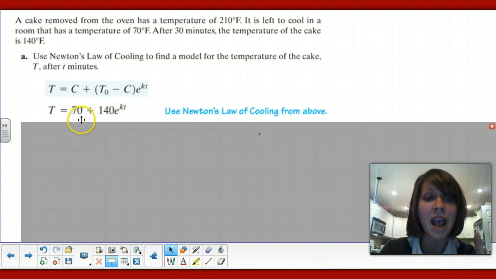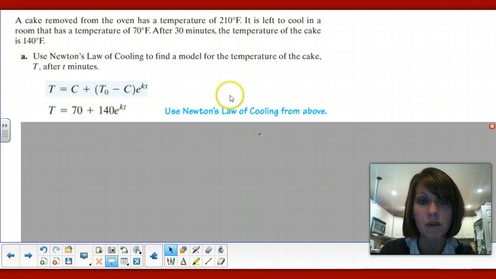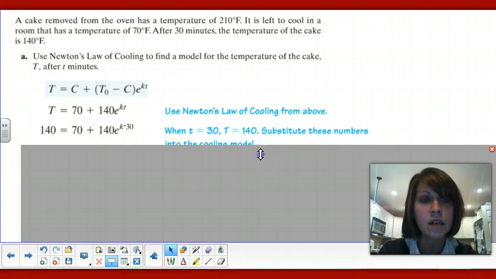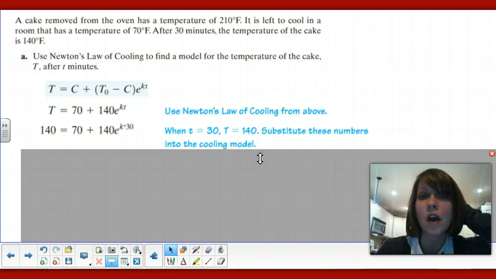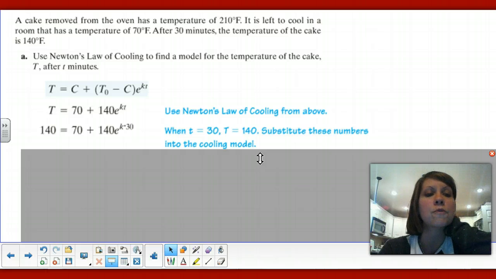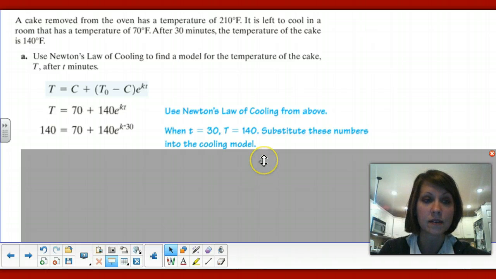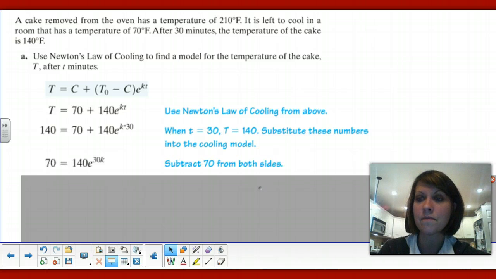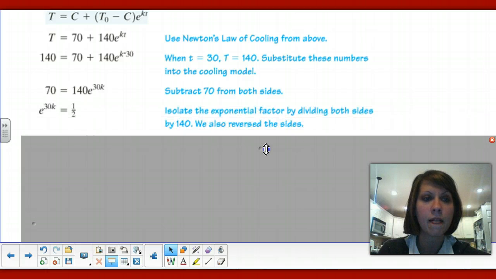All right, we cannot add 70 and 140. Don't even think about that, because the 140 has the e to the kt. So where did the 30 and the 140 fit? Because this 140 is not that 140. Okay, I want to be really clear about that. So what we're going to do, like we did with growth and decay in examples 1 and 2, is use this set of information, 30 minutes, 140 degrees, to find the K. Same process. Subtracting the 70, dividing by 140, we have a half.